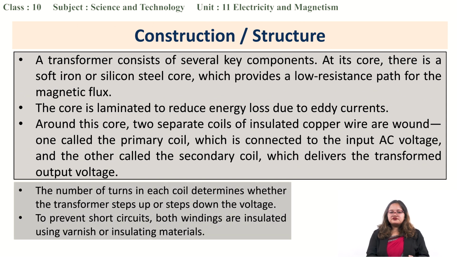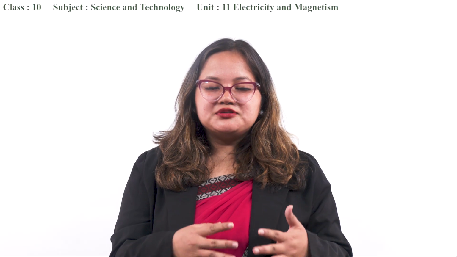Now the number of turns in each coil determines whether the transformer steps up or steps down the voltage. As we can see, transformers are being used in the power stations, and in a charger at your home as well, and they both have similar working, but the output voltage is quite different. So it all depends.